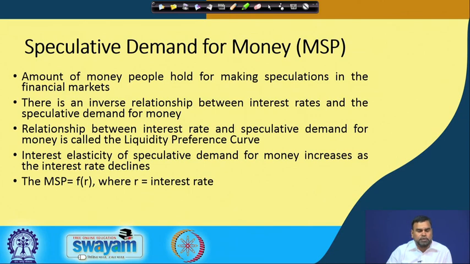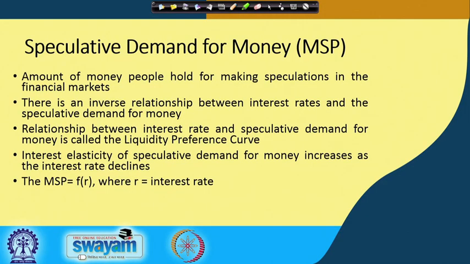So, what do you mean by this? It is basically the amount of money people hold for making speculations in the financial market. Here you see that income is also a factor, but Keynes gave importance to the fact that the speculative demand for money is mostly driven by the interest rate. If the interest rate declines, then the demand for money for speculation increases, because the cost of the fund will be cheaper. People can borrow more money, and they can put the money in the financial market to maximize their return.